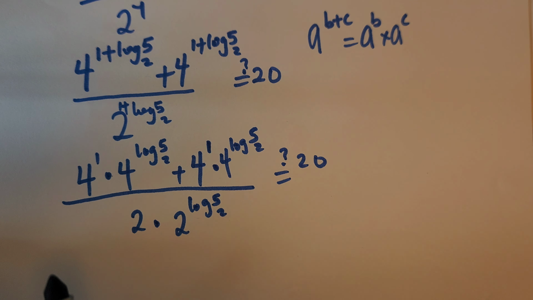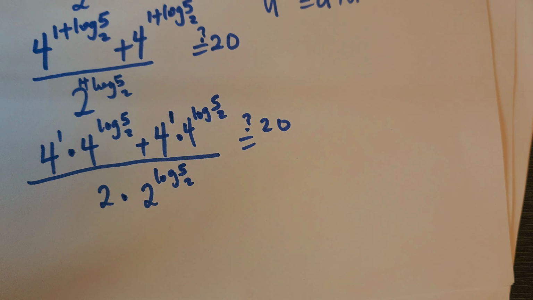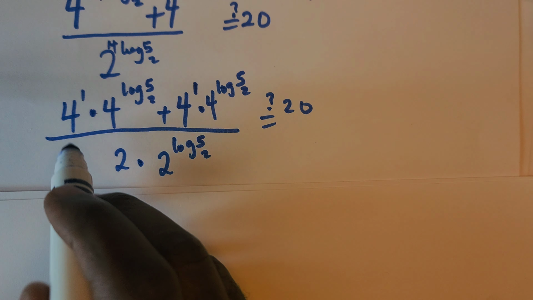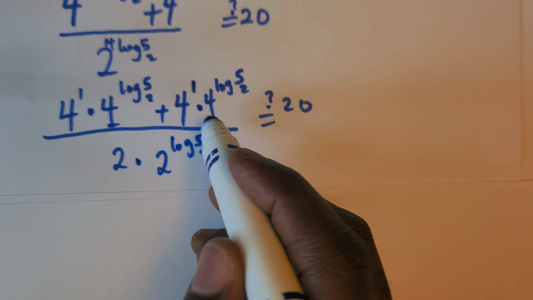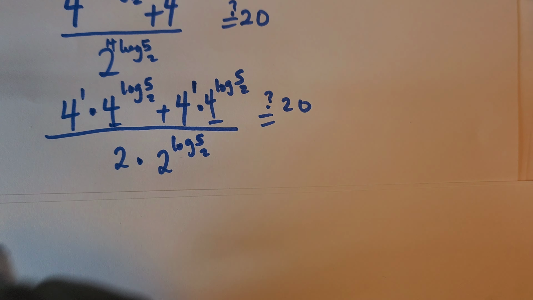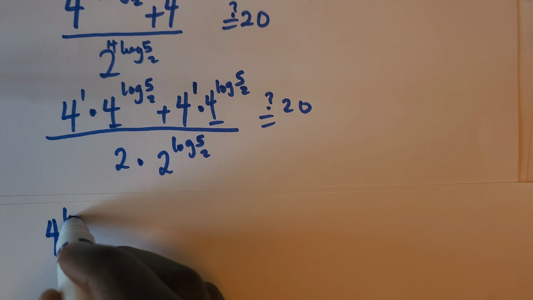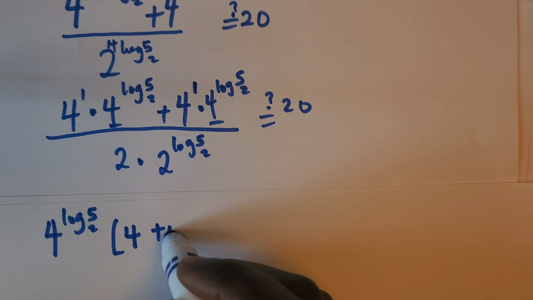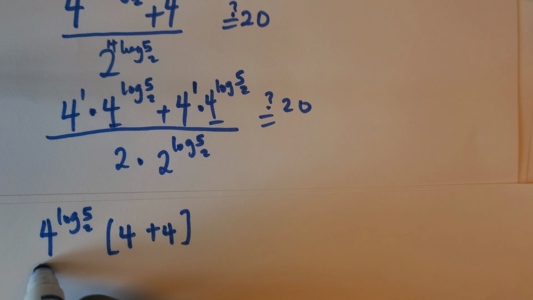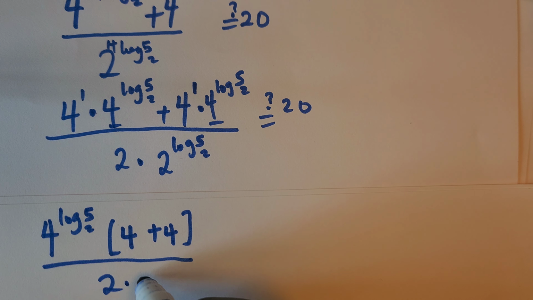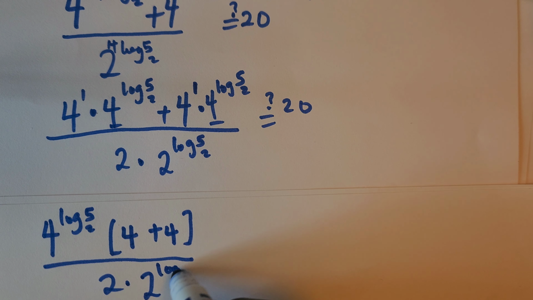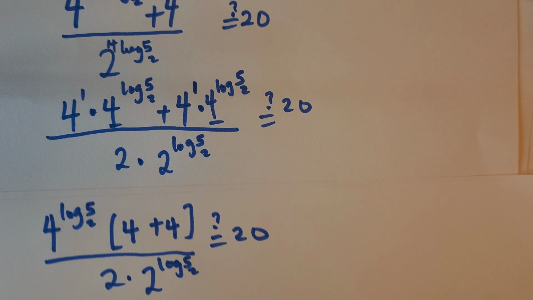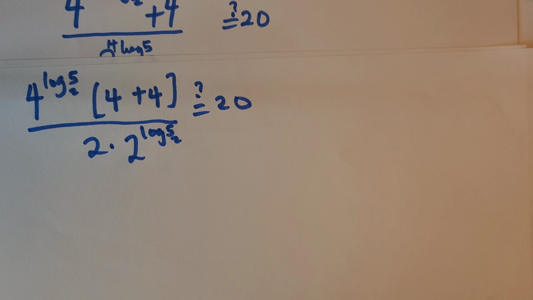Now, solving this further, from here, we can verify that 4 to the power of log 5 base 2 is common to both terms. So factor it out. And in parentheses, I'm going to be left with 4 plus 4, divided by 2 times 2 to the power of log 5 base 2. Now, this is what we've got.